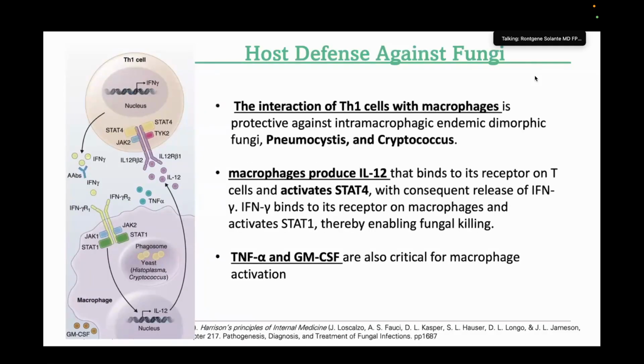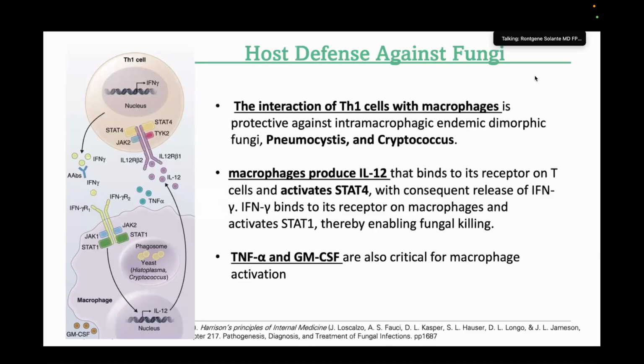Then the last among these host defenses against fungal infection is the presence of your Th1 cells. So again, we have Th17, then the neutrophil carrying your CXCR2, and then the third one is your Th1. Your Th1 cell will stimulate your macrophage. Your macrophage will produce specific substances, and this is the specific host defense that will protect us against pneumocystis and cryptococcosis.